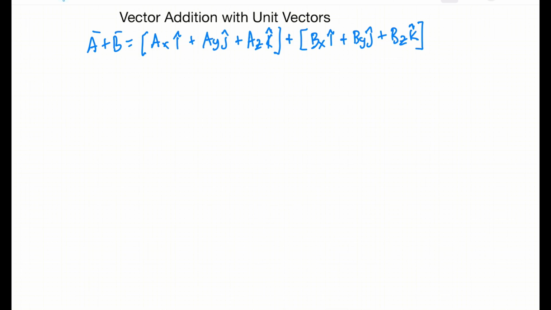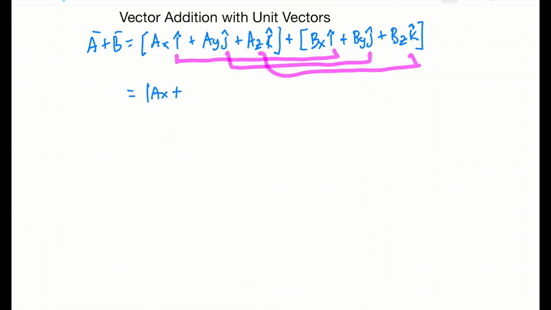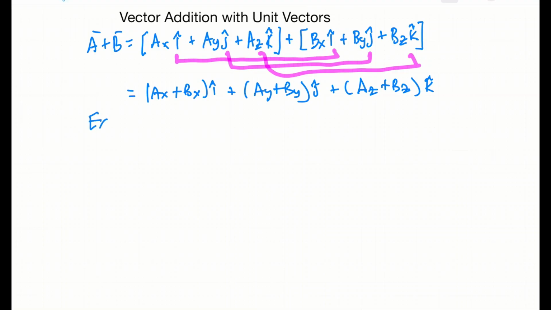Now what we're going to do is combine like terms in front of the i's and in front of the j's and in front of the k's. So we can rearrange these terms. We're going to get (Ax plus Bx) parallel to i plus (Ay plus By) in the j direction plus (Az plus Bz) in the k direction. So that's our basic formula. Now let's do an example of that.